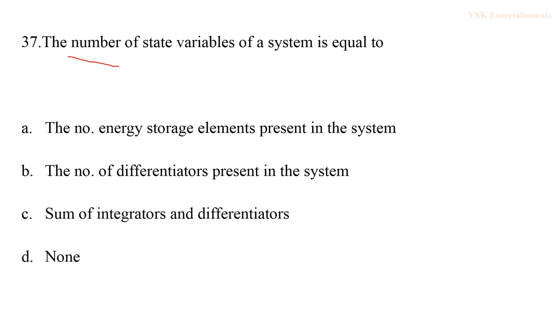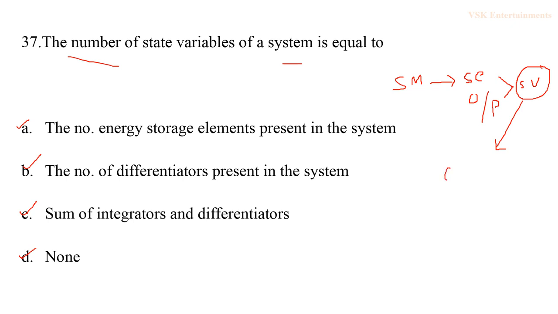Next bit is, the number of state variables of a system is equal to, options are number of energy storage elements present in the system, the number of differentiators present in the system, sum of the integrators and differentiators, and none of the above. This bit is also related to the state model. For representing the state model, we require two types of equations, that is state equations and output equations. For finding state equations and output equations, we require the number of state variables. These number of state variables are identified by observing the number of energy storage elements present in the system.